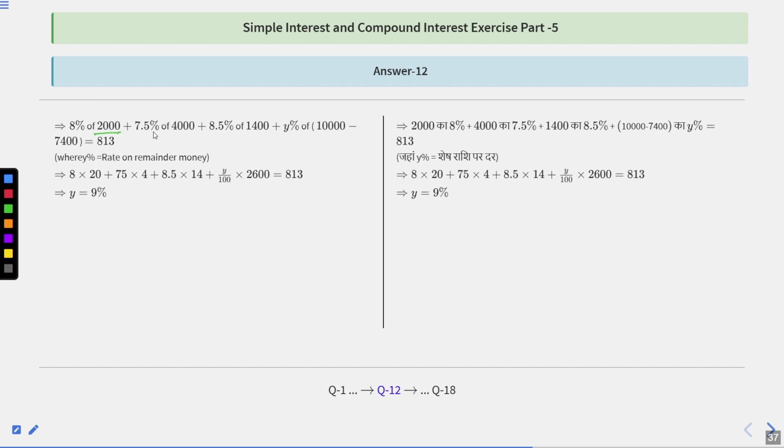So 8% of 2000 plus 7.5% of 4000 plus 8.5% of 1400 and y% of 10,000 minus 7400 equals 813, where y% is the rate of interest on the remainder. So we can calculate y. 8 into 20 plus 7.5 into 40 plus 8.5 into 14 plus y upon 100 multiplied by 2600 equals 813. So we can easily calculate y. Y is equal to 9%.